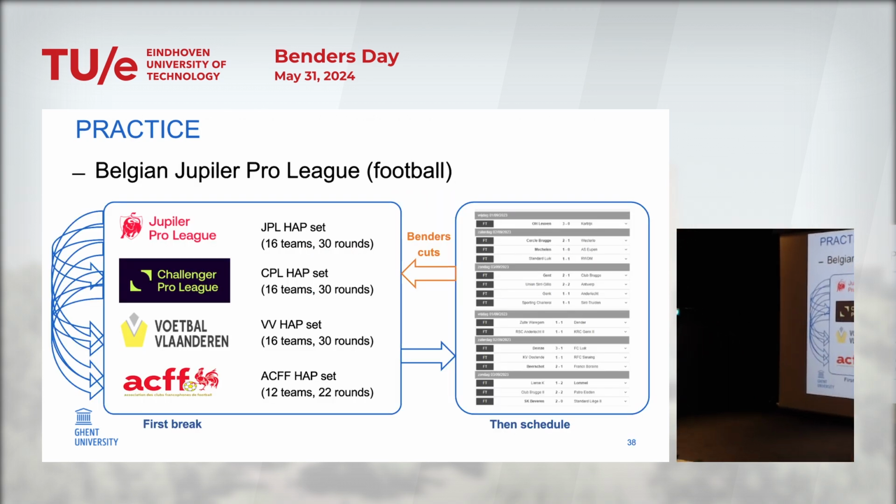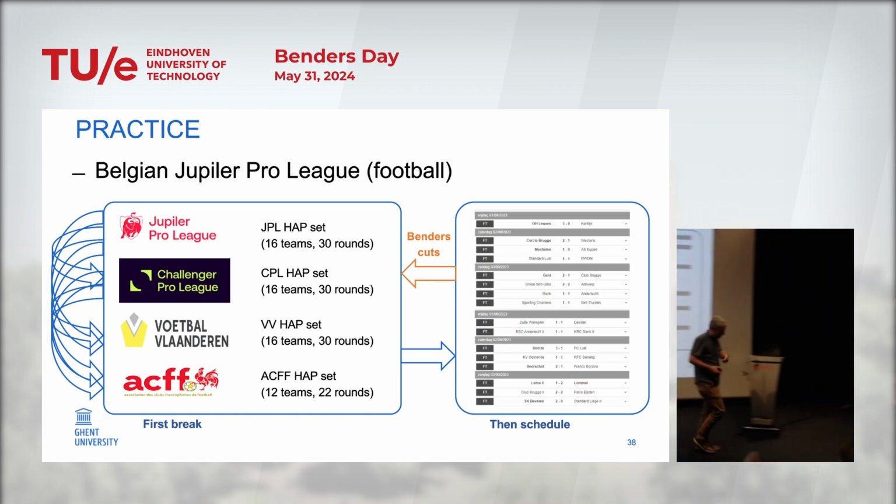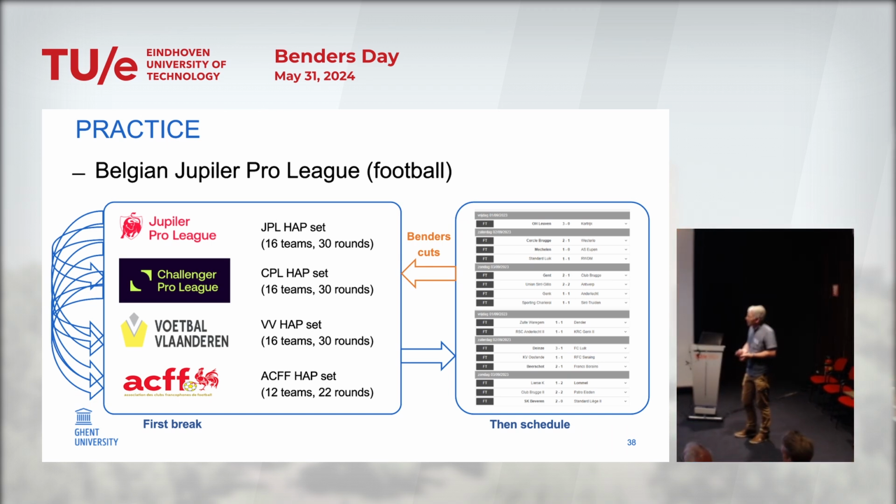The final application is real life, right? As I told you, together with Fritz, we have been scheduling the Belgian Pro League for many years. And that's not just one competition. There is the Jupiler Pro League, which is the top professional competition, with 16 teams, and they play 30 rounds. But there is also the Challenger Pro League, which is the second professional competition. And then you also have Voetbal Vlaanderen, which is the Flemish top amateur competition, and ACFF, which is the Wallonian top amateur competition. So we actually have 4 competitions that we schedule.